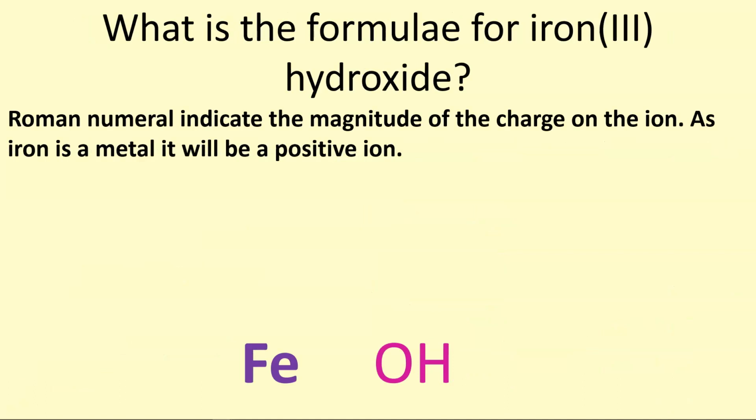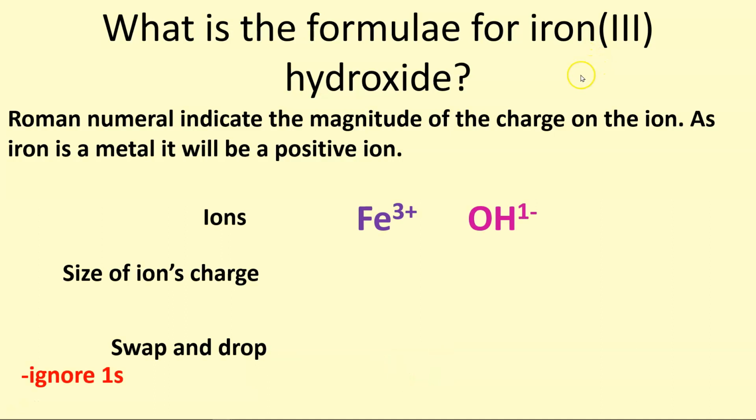What is the formula for iron 3 hydroxide is the next question. Roman numerals indicate the magnitude of the charge on the ion. So iron is a metal, so the ion's charge will be 3+. So let's lay this out. We've got ions, iron with a charge of 3+, hydroxide with a charge of -1. Let's write down the size of the ion's charge for both.